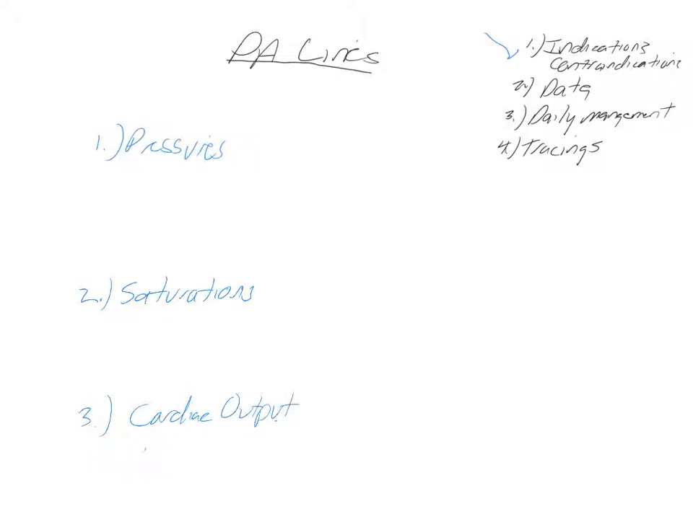And that could be in the form of a Fick measurement based on the mixed venous saturation the PA line is able to provide, or by thermodilution, which should be used cautiously in those patients with severe TR, pulmonary insufficiency, or a shunt.